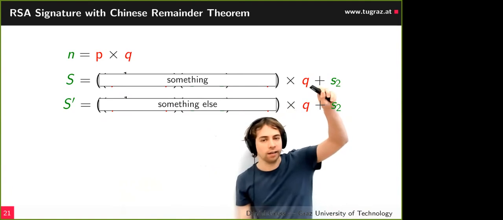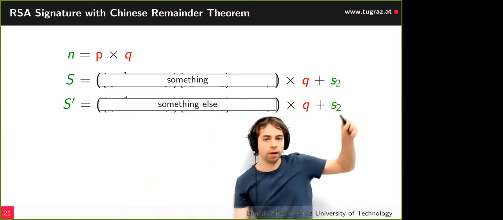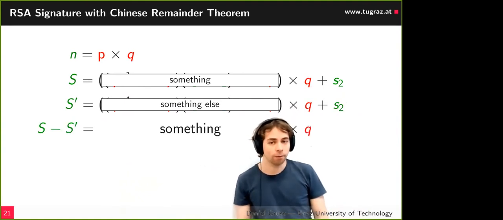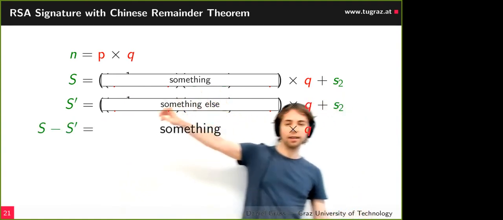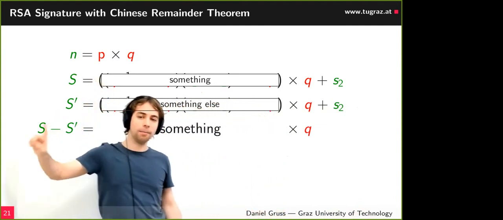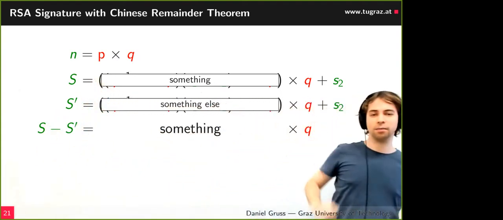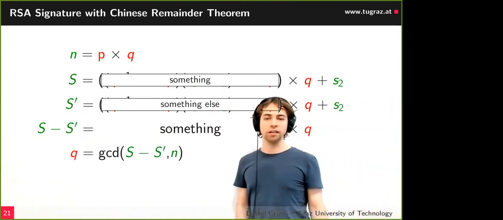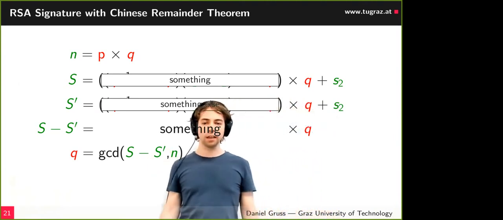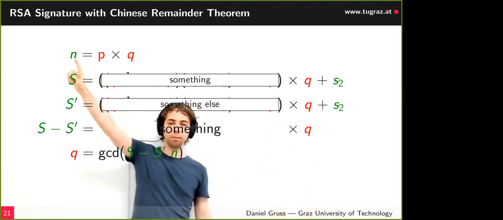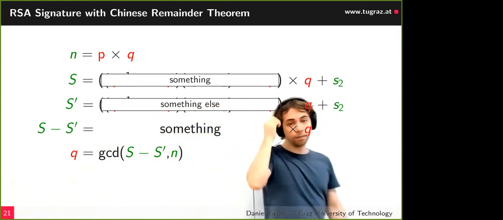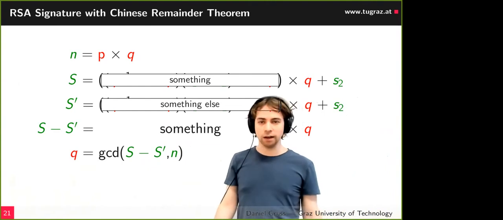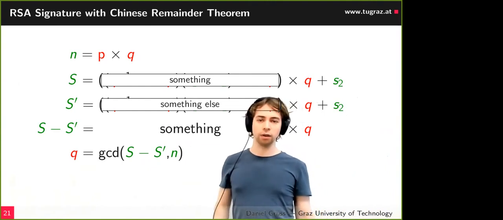What do we do with that then? We multiply it with Q plus S2. S2 is public, Q is secret. But we now have basically, if we subtract S from S prime, we have something times Q, which is great because now we can just go and compute the GCD of this difference of the signatures, and N is also public, so we can get Q. Very nice. And then of course, if we have Q, we can also get P immediately by computing the GCD of Q and N.